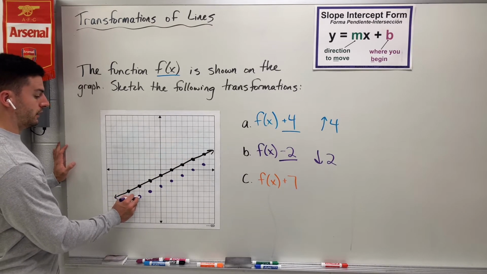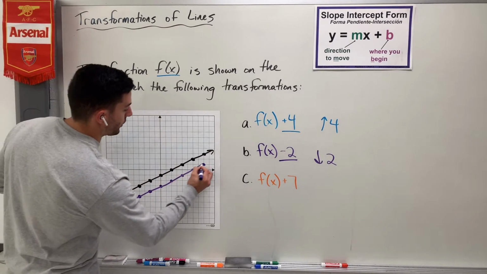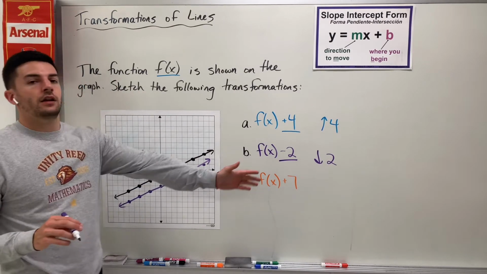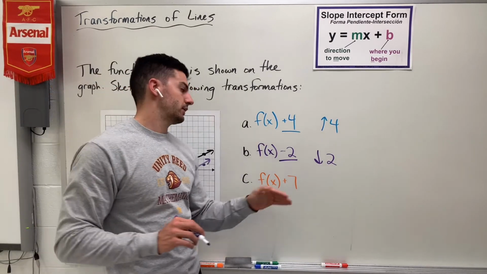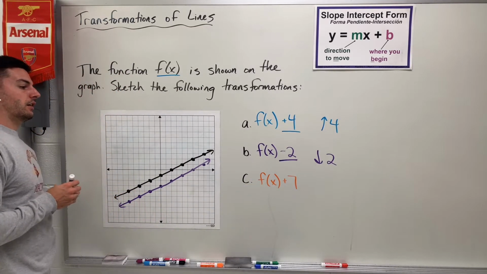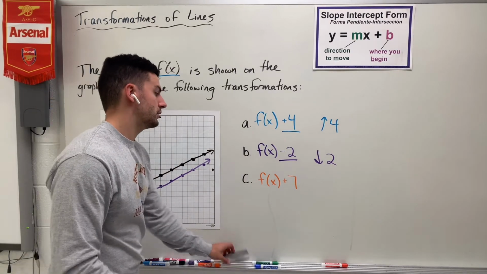Okay, so there's my new line right there. Good. Okay, so that's what a vertical shift looks like moving down. That's that minus that does that. Okay. So then letter C, f of x plus 7, you can probably guess what that's going to look like.